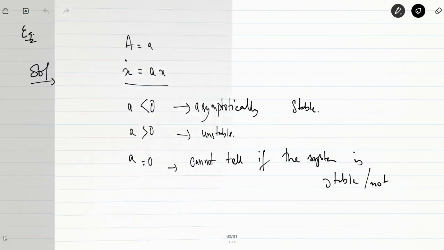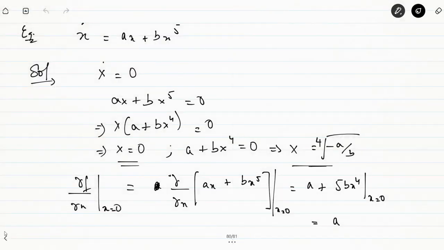Fine. So we have this equation x dot equal to ax plus bx raised to power 5. In the Lyapunov indirect method, to find out whether this system is stable or not, we go for the linearization process. Substitute x dot equal to 0, that gives us the equilibrium points of the system. So you'll have different equilibrium points, and for each and every equilibrium point you can determine whether your system is stable or not. We are choosing x equal to 0, the origin point.